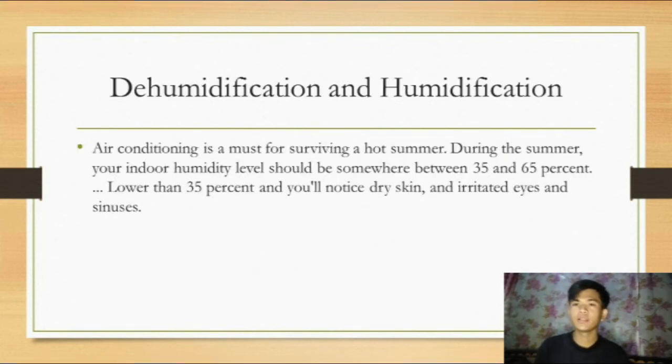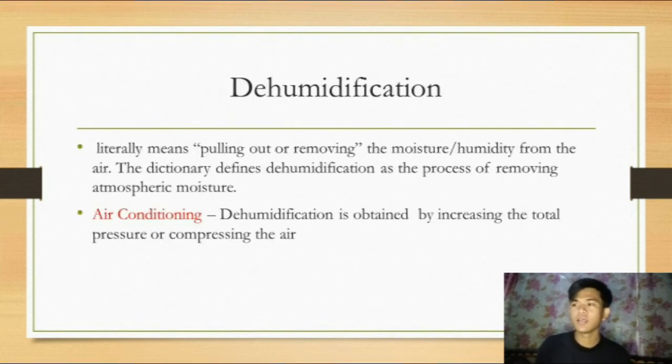So, we will proceed to the dehumidification and humidification processes in air conditioning. Air conditioning is a must for surviving the hot summer. During the summer, your indoor humidity level should be somewhere between 35 and 65%. Lower than 35% and you'll notice dry skin, irritated eyes, and sinuses. The first process in controlling the level of humidity is dehumidification. It literally means pulling out or removing the moisture or humidity from the air.